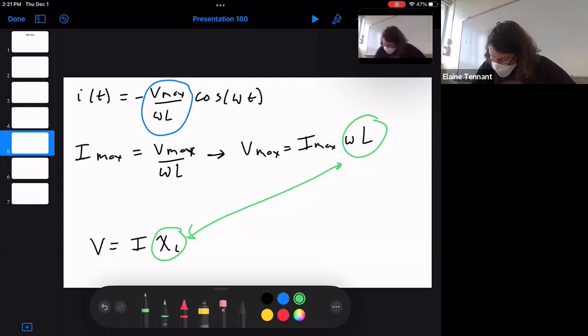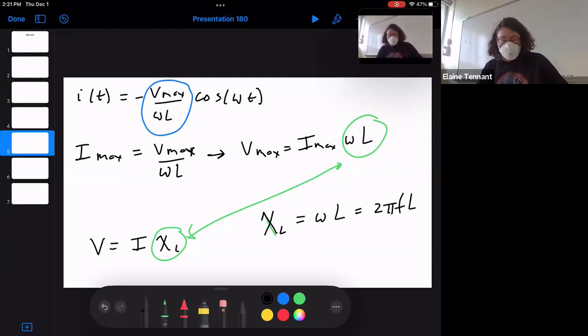So we define a quantity called the reactance of an inductor. It equals omega L. And remember, omega is 2 pi f. So this is really 2 pi f times the inductance. Just like our other reactance, it is measured in ohms.